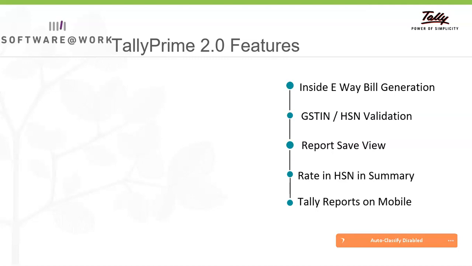This one is the fourth and very important feature. A few months back, we were having the problem of HSN error in GSTR1 that has been resolved in this Tally 2.0. HSN is now available inside the Tally HSN summary columns. So now GSTR1 filing has been made easy.